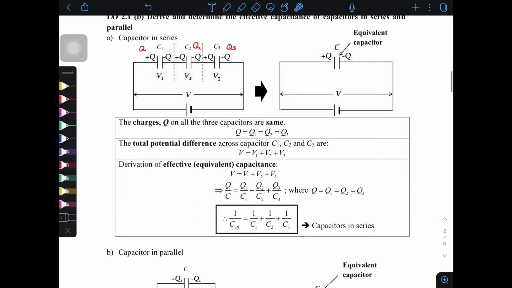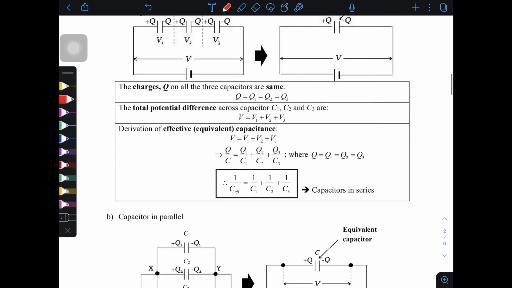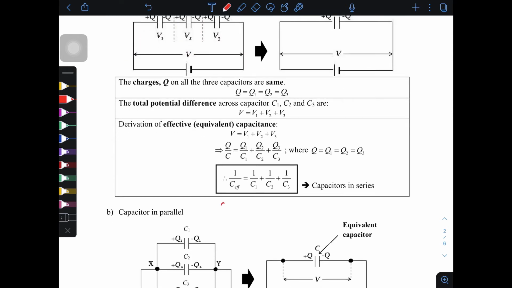Okay, so what about the C effective? Okay, C effective also can be called as C equivalent. So how do we want to get C effective? C effective untuk series dia ialah 1 over C effective equals to 1 over C1 plus 1 over C2 plus 1 over C3. So C effective ni ialah the combination of these three C. Okay. How you want to get this? Okay, before that, you have to know this is 1 over C. To get the C effective for series, we always use 1 over C1 plus 1 over C2 plus 1 over C3 to the power of negative 1.